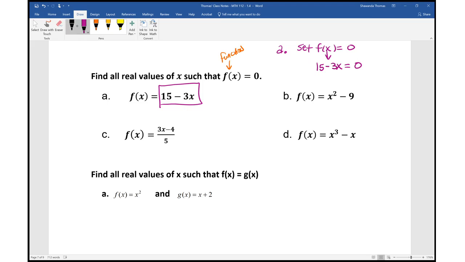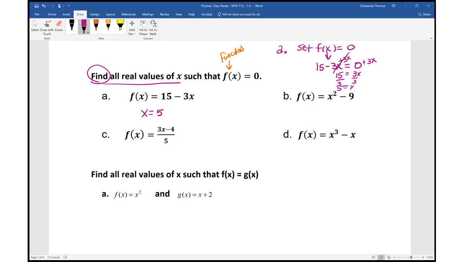And then, of course, we solve. We could add 3x, or you could have subtracted 15. But I like adding that 3x here. We have 15 equals 3x, divide by 3. Therefore, x equals 5. So for this first problem, we have found the x. The x equals 5. So for these problems, again, you are not letting x equal 0. We are finding what x equals.